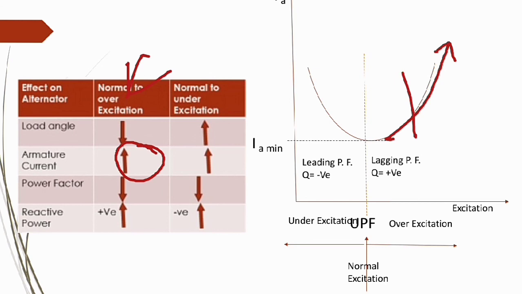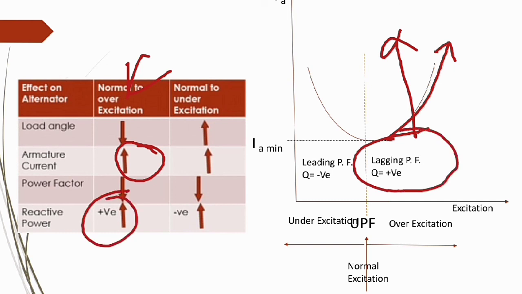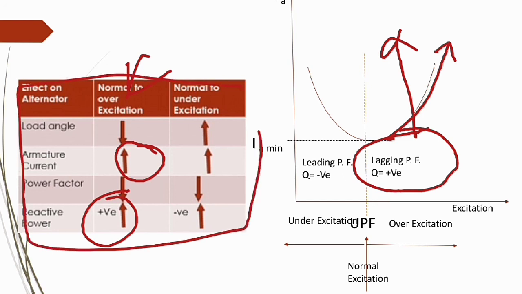So in this way we draw the V curve. The condition here is lagging power factor and Q positive, and the value of Q positive will increase when we increase the excitation. This result comes from the phasor diagram actually. So from this result we will draw this V curve.